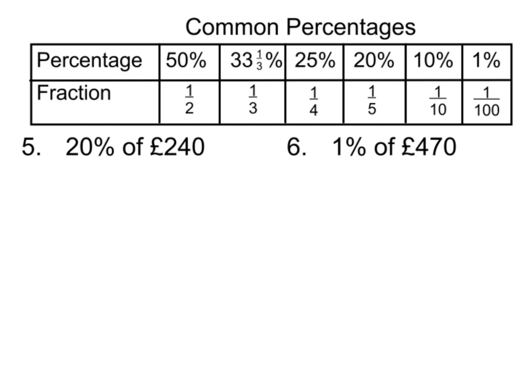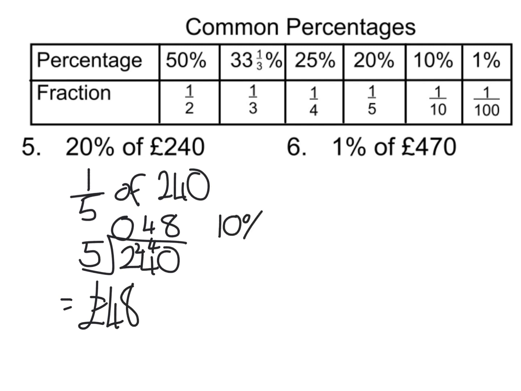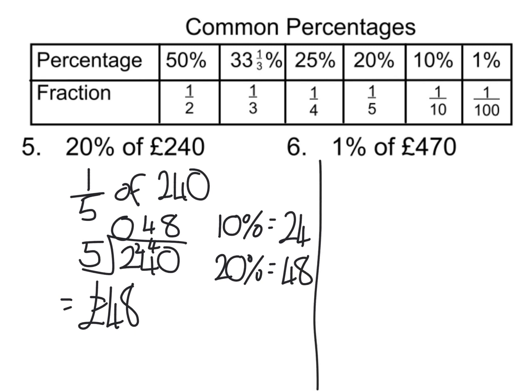So 20% is 1/5 of 240. And 1/5 of 240 I'm going to have to do a quick sum for. 5 into 2 doesn't go, so we make it 24. 5 into 24 is 4 remainder 4. And 5 into 40 is 8. So my answer is £48. Now, I do find it easier in this case to go find 10% and say 10% is 24. 20% is double 24, which is 48. What do you think? So 2 different options for your 20%. I'll be honest, most of my pupils don't remember the whole fifth thing.